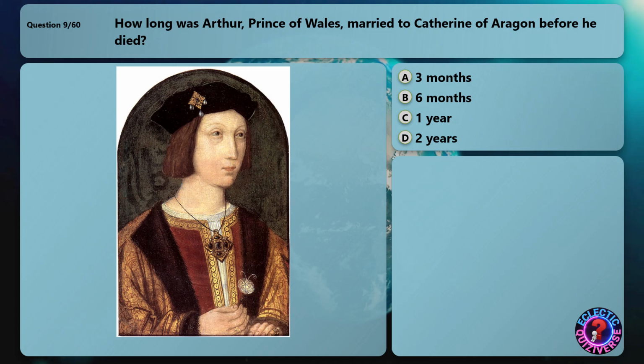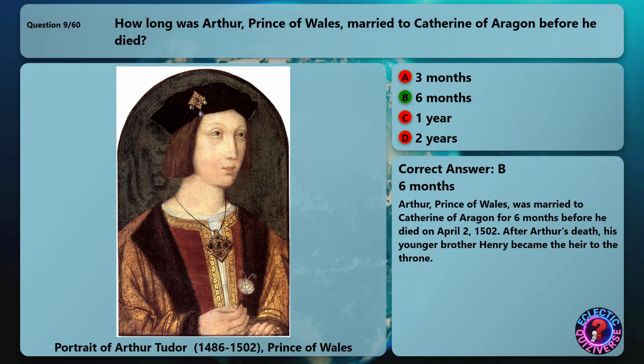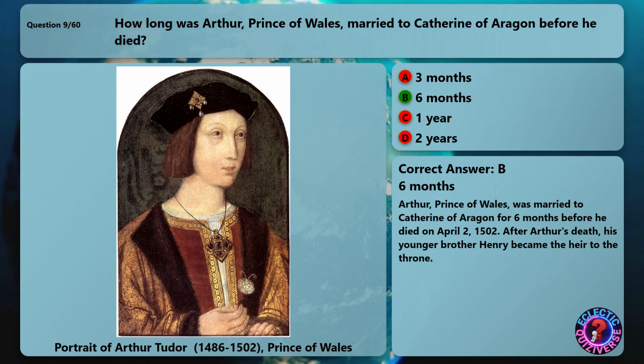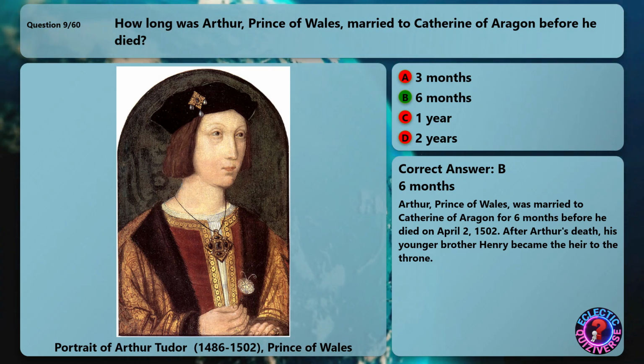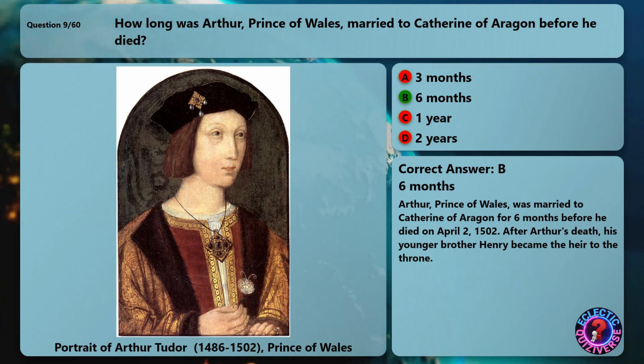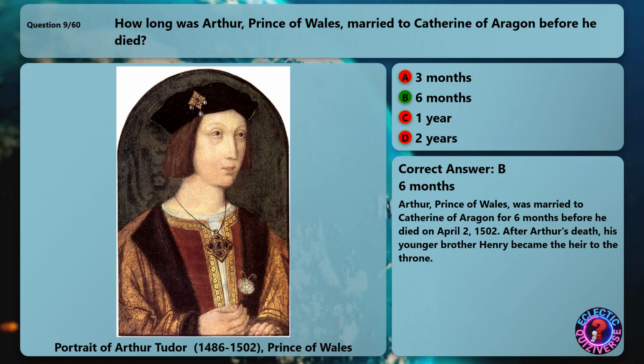How long was Arthur, Prince of Wales, married to Catherine of Aragon before he died? The correct answer is 6 months. Arthur, Prince of Wales, was married to Catherine of Aragon for 6 months before he died on April 2, 1502. After Arthur's death, his younger brother Henry became the heir to the throne.